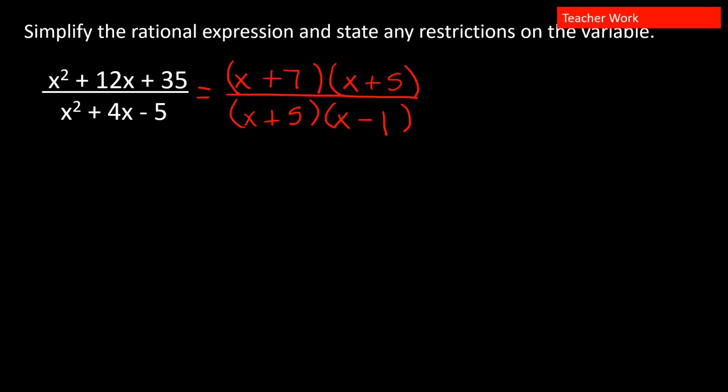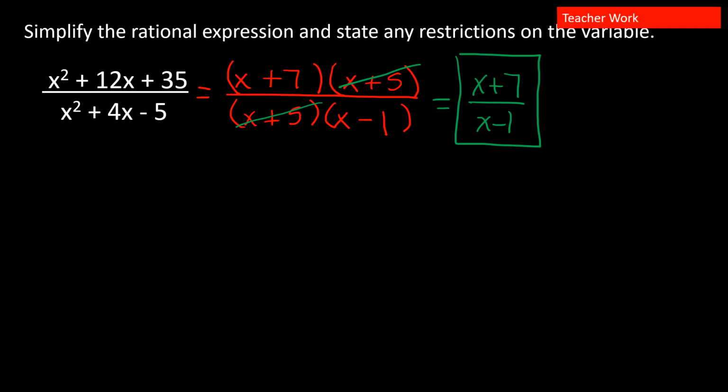It's not simplified. We still need to simplify this out by seeing and understanding that this binomial pair of x plus 5 and x plus 5 can be simplified out. So we're left with x plus 7 over x minus 1. And this is our simplified answer. If we were asked to solve for holes, vertical asymptotes, and all that good stuff, we could then use that x plus 5, but it's just asking us to simplify it and state any restrictions.